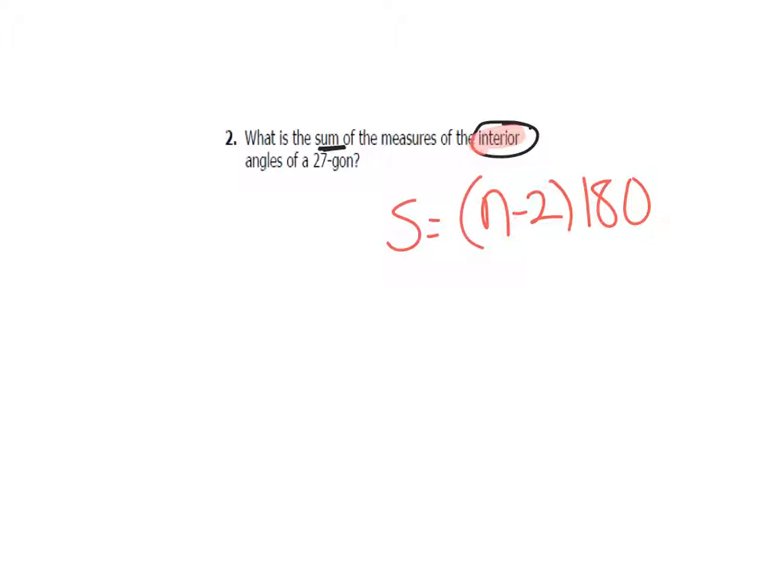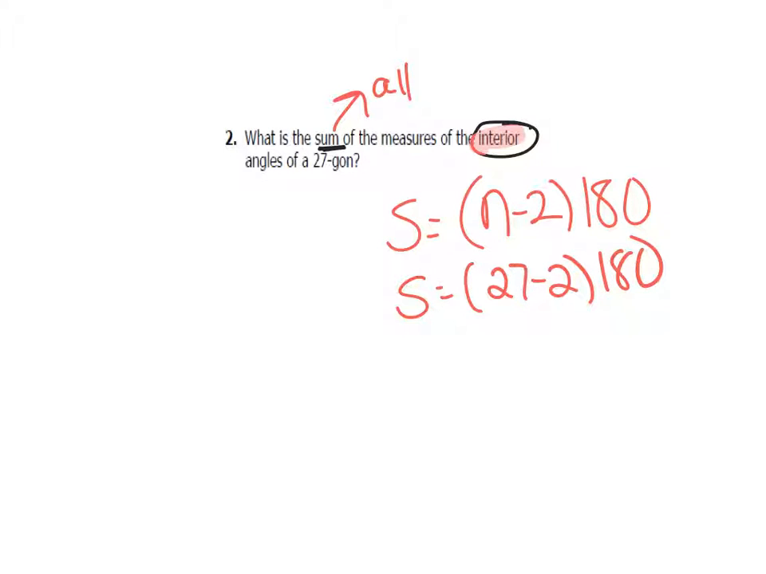All right, so here's one. What is the sum of the measures of the interior angles? Get my shading on. I like it, interior. So that tells my brain, interior, n minus 2 times 180. Interior, get it? N minus 2 times 180. And the sum, what does that mean? They want all of them total. So S is equal to 27 minus 2 times 180, and that gives us 4,500.